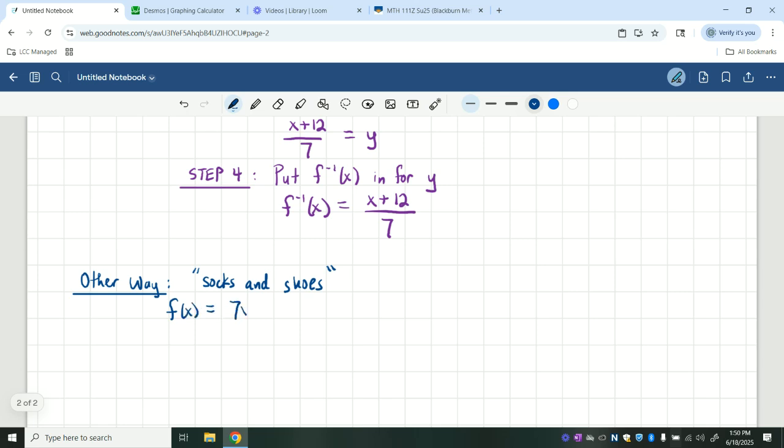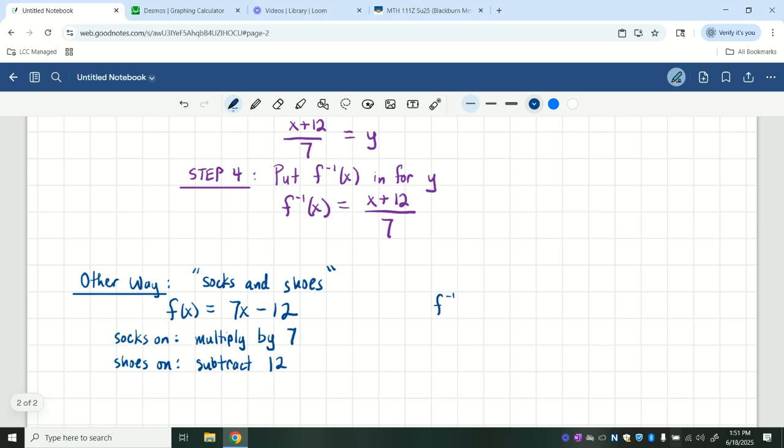Alright, so 7x minus 12, if that was my function, if I put my socks on first, that basically means multiply x by 7. Right, so socks on, we multiply by 7. And then the shoes on, we're going to subtract 12. Okay, so that's basically what f of x did to x, right? F of x basically multiplies x by 7 and then subtracts 12.